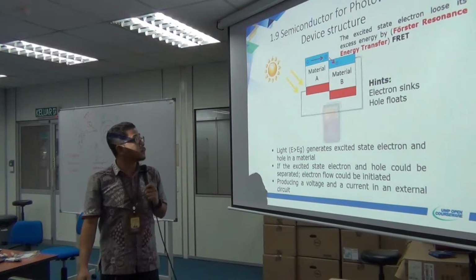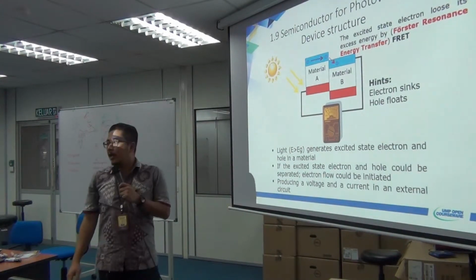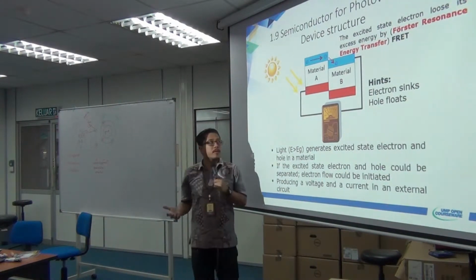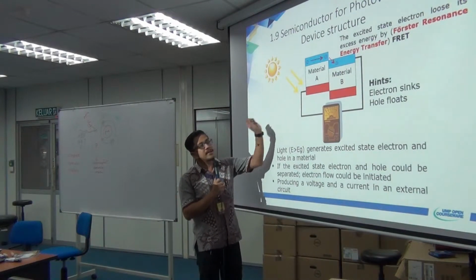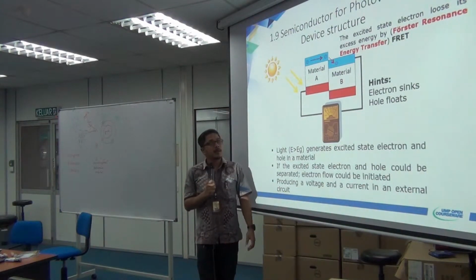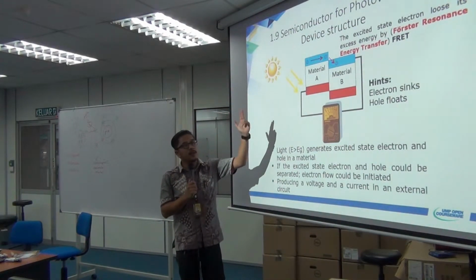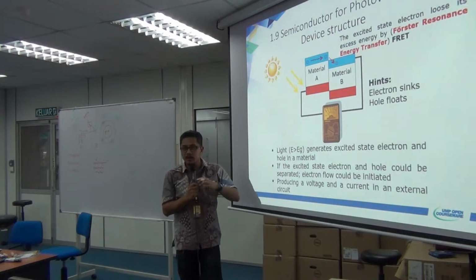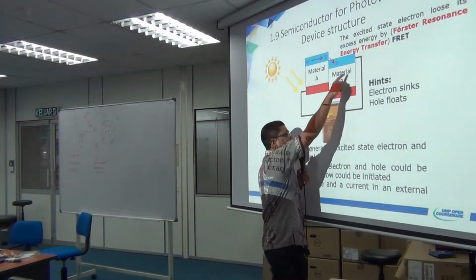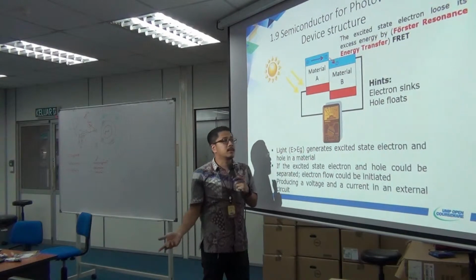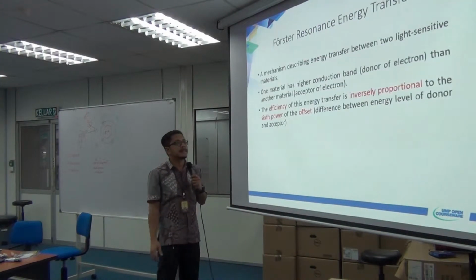Next. So, if we are able to channel out, to install an external circuit, of course we could extract the electron out and create electricity. Whenever the electron could be moved, of course we get electricity. Next.